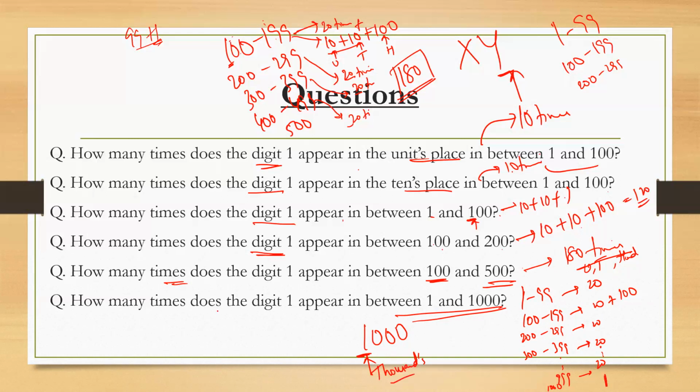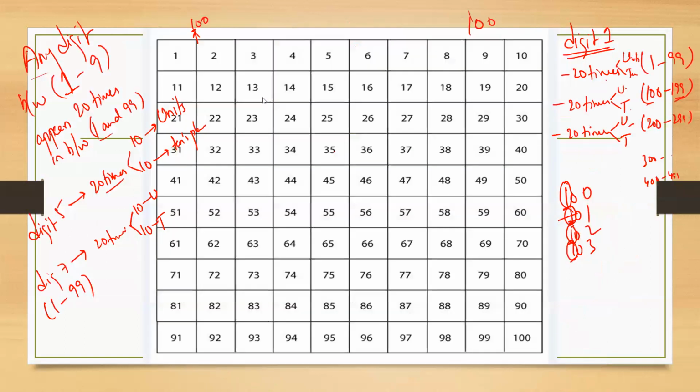Okay, so you got 300, that is correct, and then you will add one extra. The reason is because there is a digit one appearing in the thousands place. So that you will add. So the answer is 301. Okay, so I hope now this concept is clear to you. Now you can solve the questions yourself. So let's start doing some questions here.